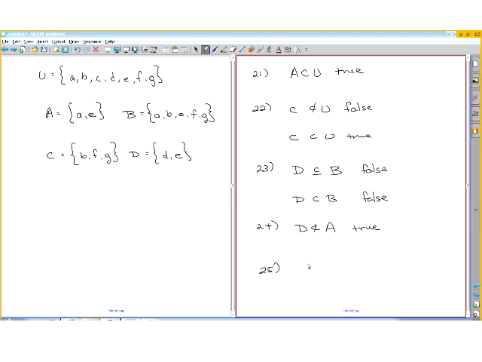25 says A is a regular subset of B. So A is here, E is here, so these elements are in the second set here, so that's true. And it's a proper subset because it's not equal to B. If A was A, B, E, F, G, then this would not be true. But this is true.